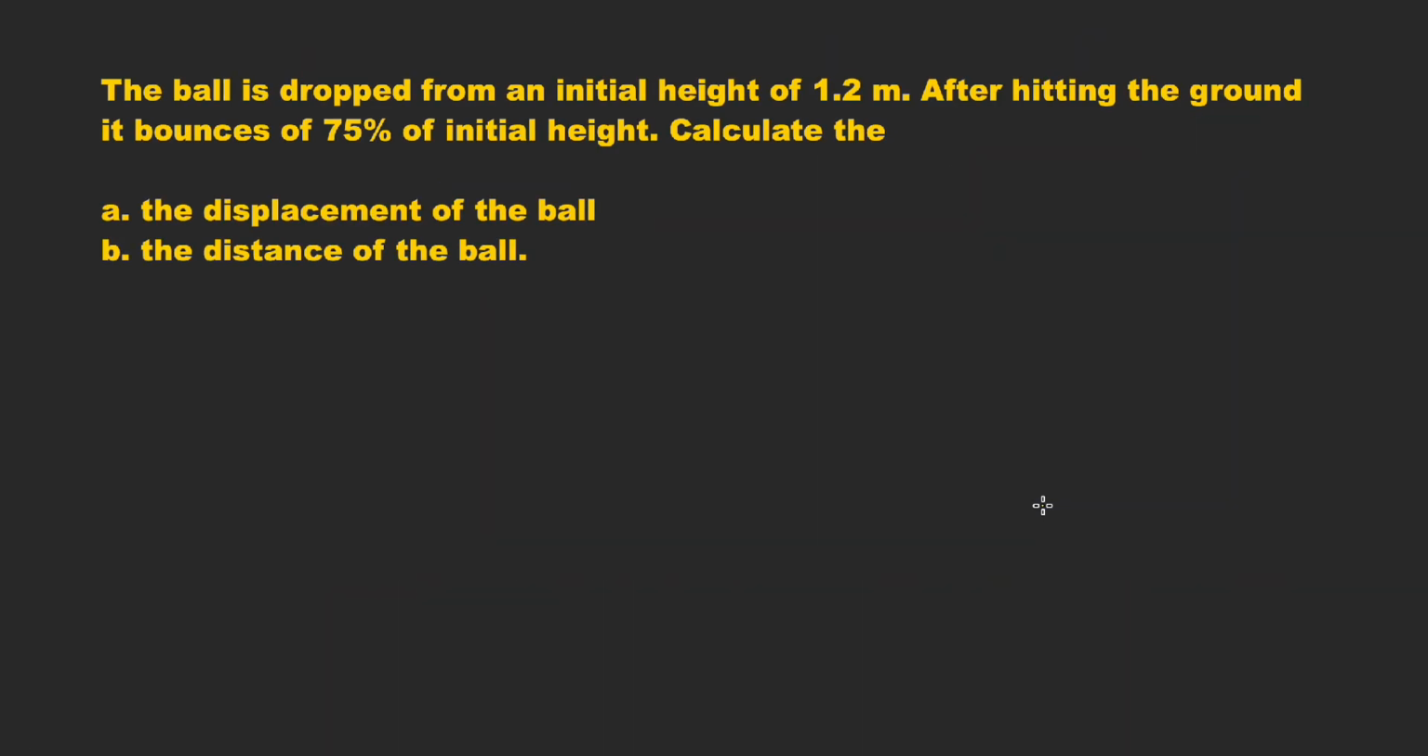Now, let's solve some questions related to this topic. The ball is dropped from an initial height of 1.2 meters. After hitting the ground, it bounces off by 75% of the initial height. Calculate A, the displacement of the ball, and B, the distance of the ball. So here, the ball drops from a height of 1.2 meters, bounces back by 75%. So our displacement will be this small portion.